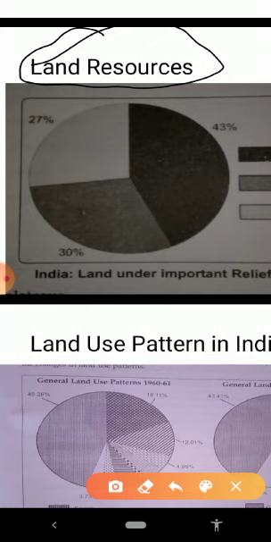When we are talking about land as a resource, the solid portion of the earth referred to as lithosphere is actually the land resource. The features of this resource can be counted, or if you want, we can say the important characteristics of the land resource. First one, land resource is the basic resource on which man lives and performs most of his activities.